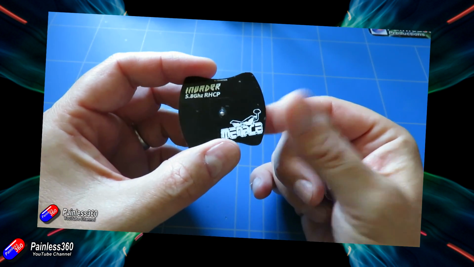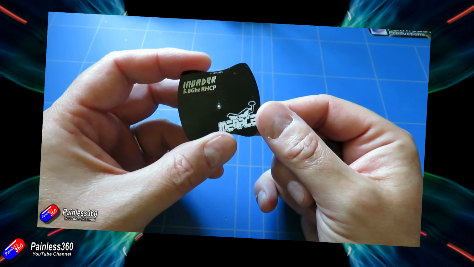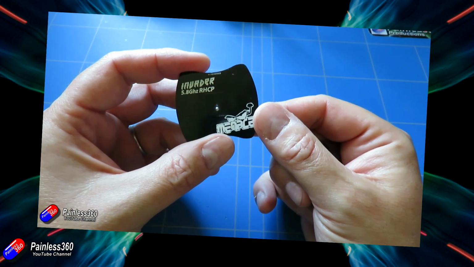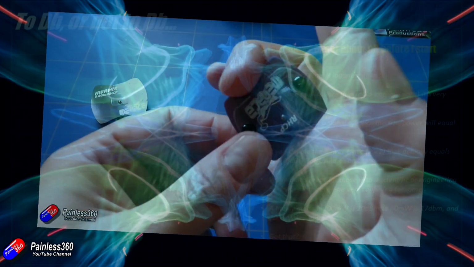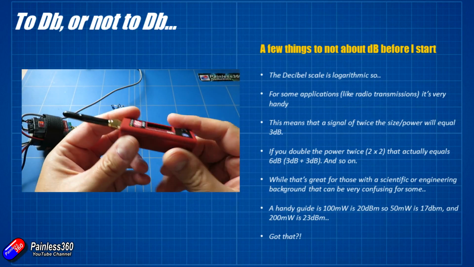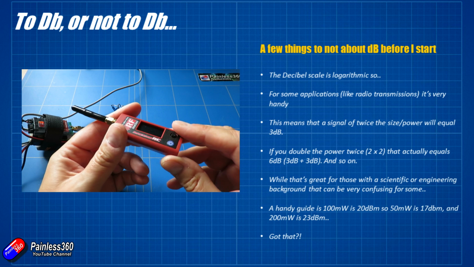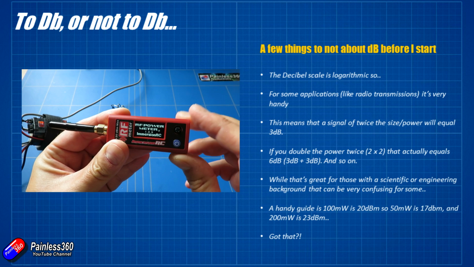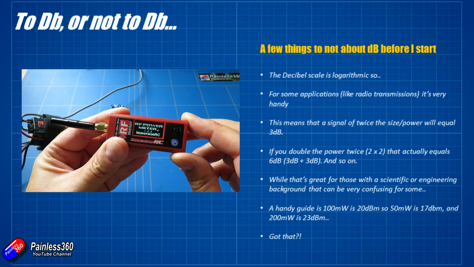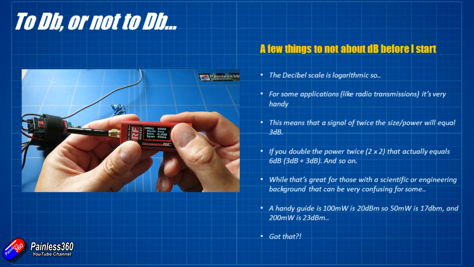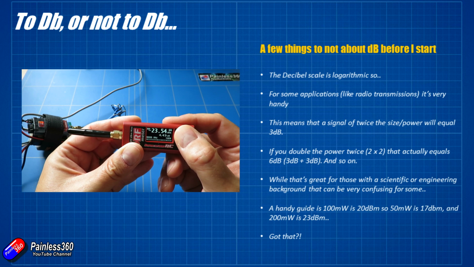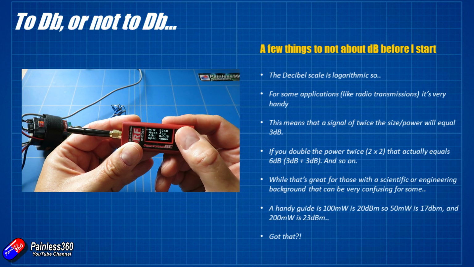So there's a few things to think about before I start getting into the whys and wherefores about dB when it comes to FPV signals, antennas, sensitivity and all that jazz. First thing we need to think about is the decibel scale is actually logarithmic. So it's not that 200 is twice 100, it works in a logarithmic way. But for some things, scientific measurement in particular, it's blooming handy, because by adding things together, you can actually get the results you need rather than having to multiply stuff.